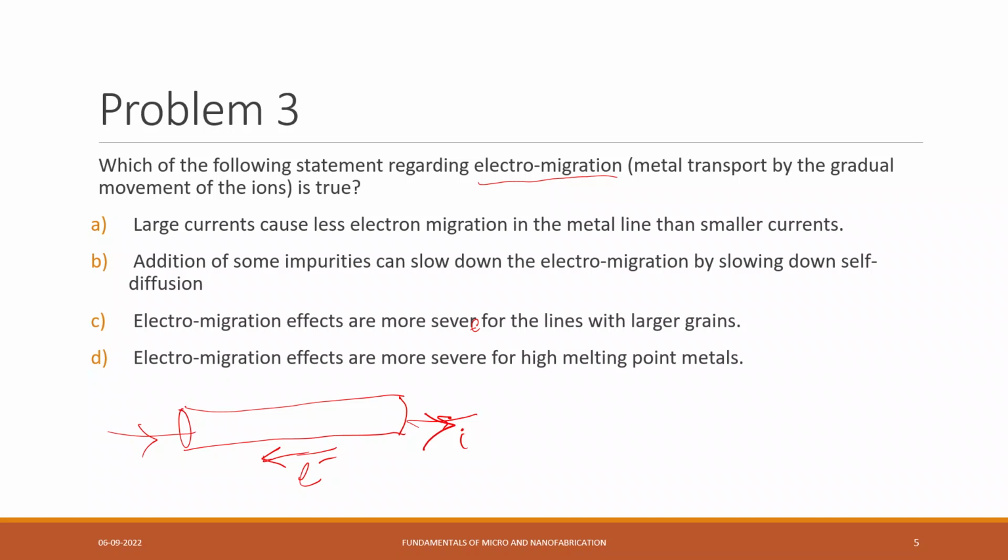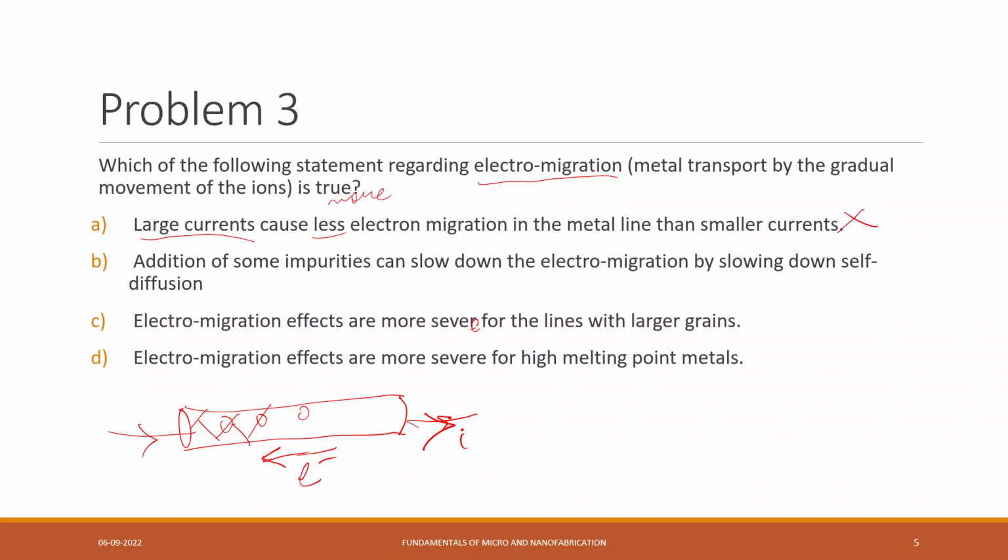So these crystal grains will suffer more impact due to the movement of electrons. More movement of electrons will cause more impacts, and this increases the chance of these grains to move out of their place and shift to some other places. So large current essentially causes more electromigration in the metal line than smaller currents. Okay, so this is not correct.